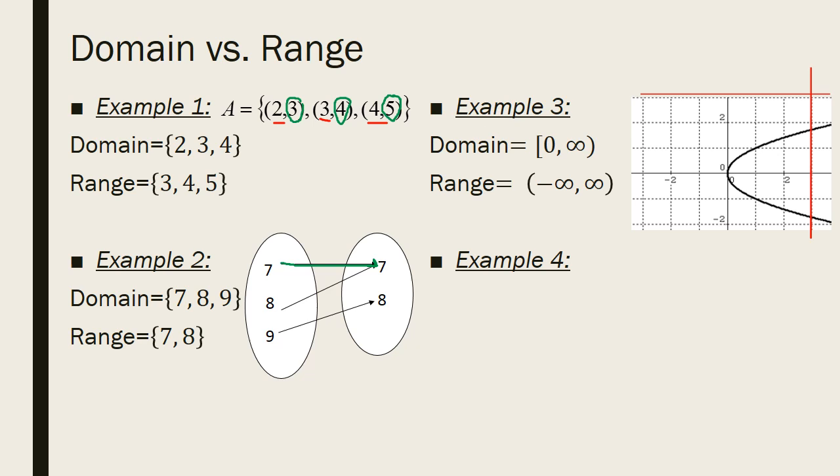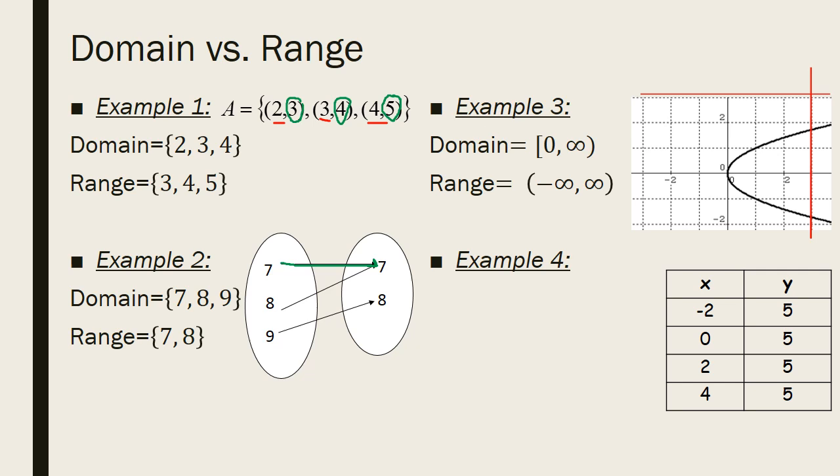Let's take a look at our fourth example. In this example, we have a table of values. We have (-2, 5), (0, 5), (2, 5), and (4, 5). So the domain is all the possible inputs in this example. In this case, the domain is going to contain negative 2, 0, 2, and 4. The range is all possible outputs for these inputs, which is in this case just one value, which is 5.